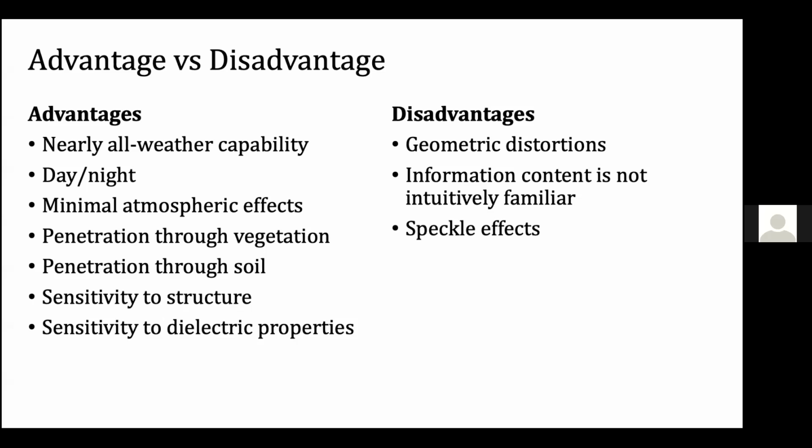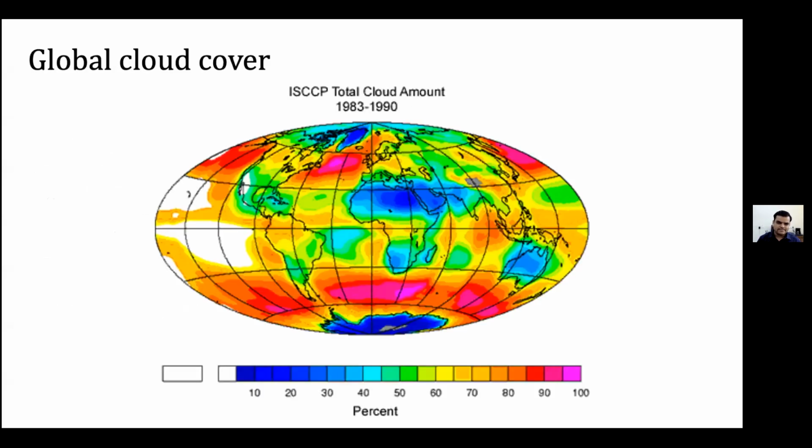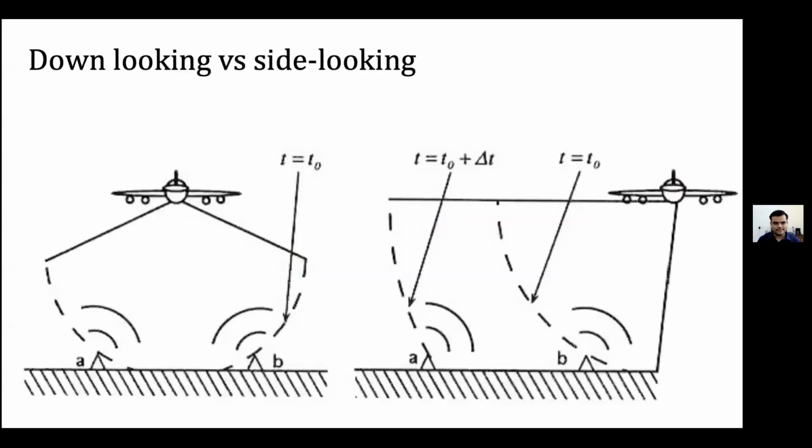The major disadvantages are that there are geometric distortions and the image content is not very intuitive, so it takes a little bit of time to get used to understanding radar data. Radar is becoming more and more popular and required because we have a consistent global cloud cover over a lot of regions. This is the total cloud cover for a period of 7 years on average. Even over India, roughly 40 to 60% of the country is always covered by clouds. During that period, optical data will not be useful, and we always have to go for radar data.